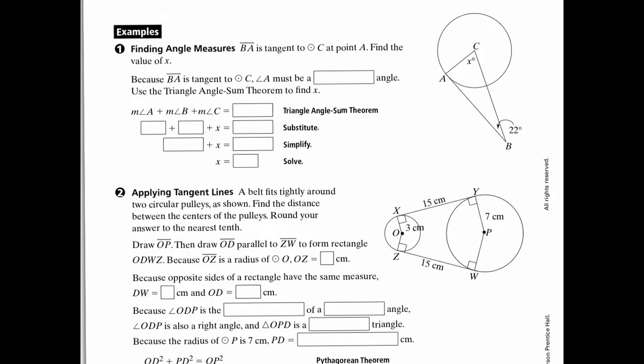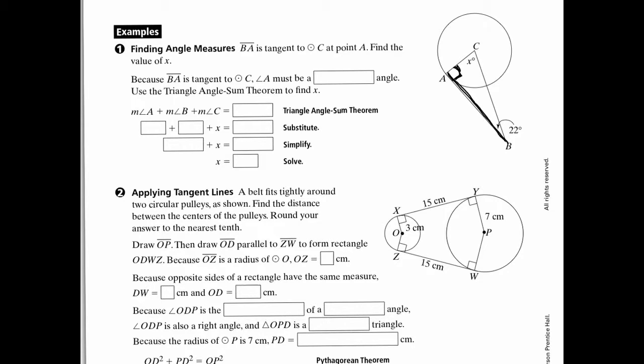Okay. Finding angle measures. BA is tangent to circle C at point A. Find the value of x. All right, so since they tell me that BA, which is this line right here, is tangent to the circle, doesn't that mean that this has to be a right angle? Okay, so I know that's 90 degrees, and then they tell me angle B is 22 degrees. So can't I find angle X because all three angles have to add up to 180? So that's what we're going to do.